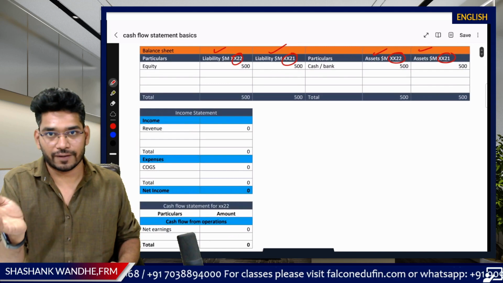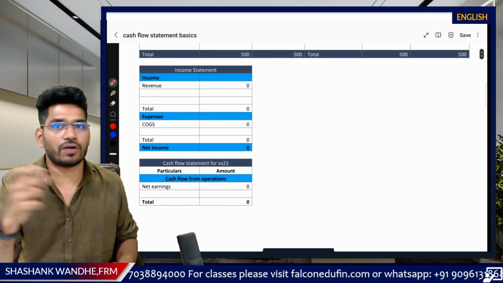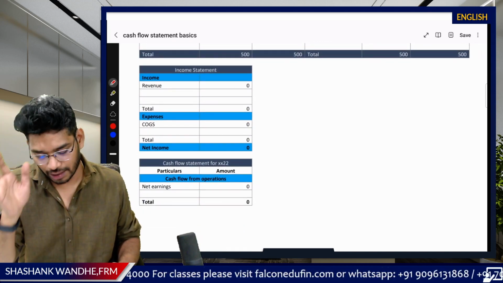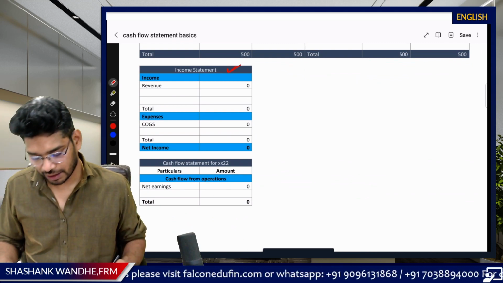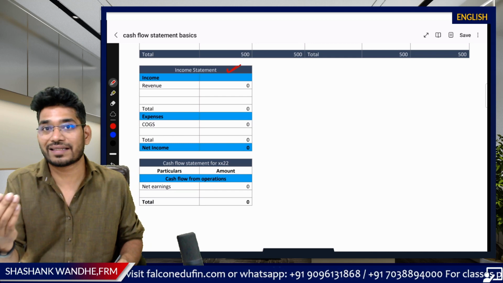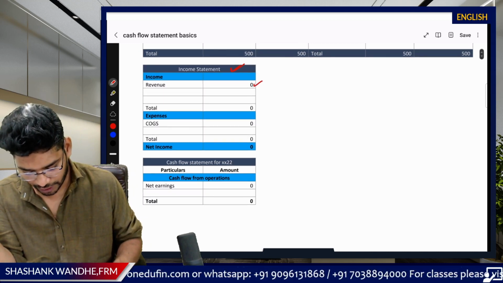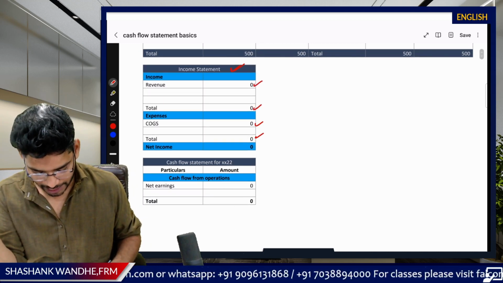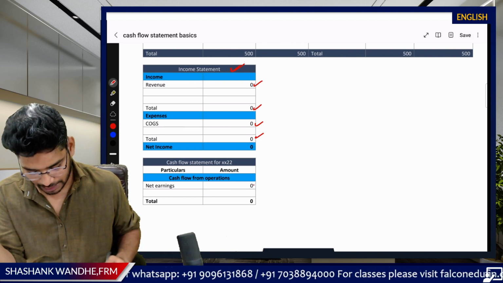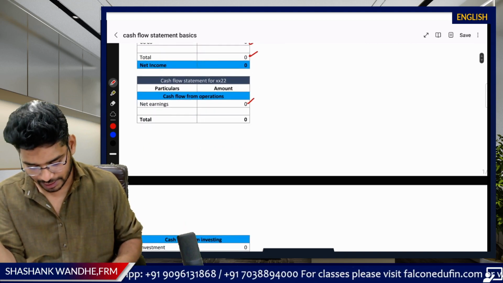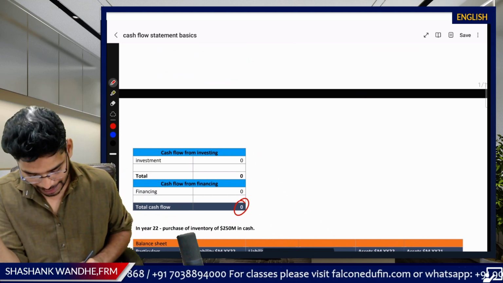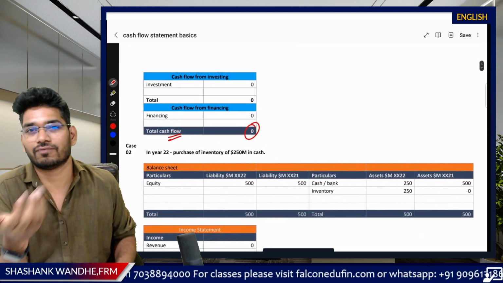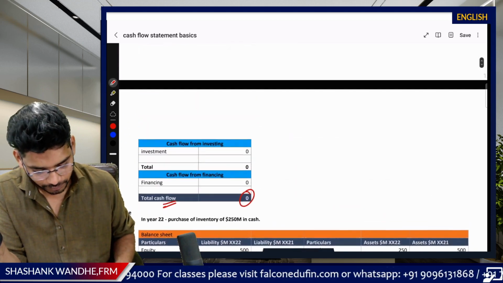This is the comparatives. On the other hand, in the income statement we don't need any comparatives, so we can directly go with the 22 income statement only. Here we have the income statement. Because there is no business conducted, we have zero revenue, zero COGS or expenses. Ultimately in the cash flow statement, net earning is zero. There are no cash outflows or inflows, and net cash flow will be zero here. Very simple to understand, right?